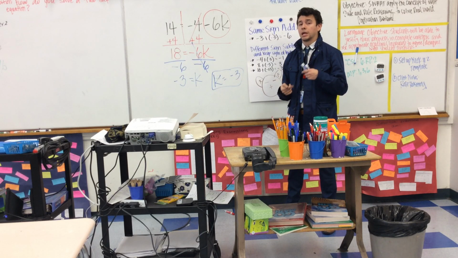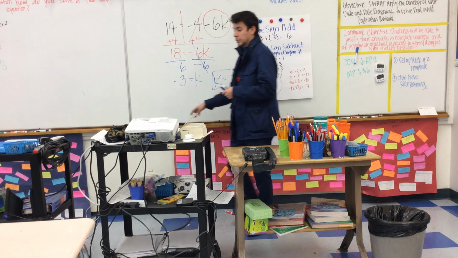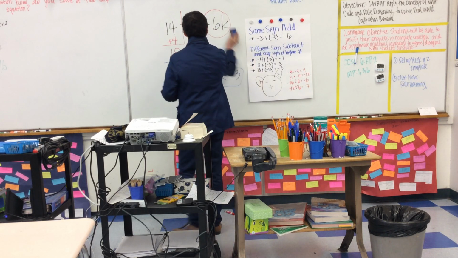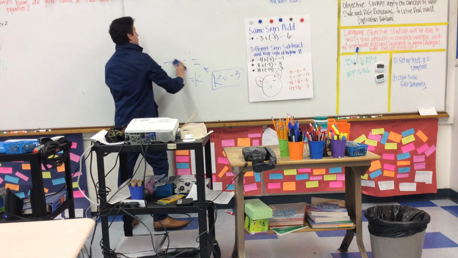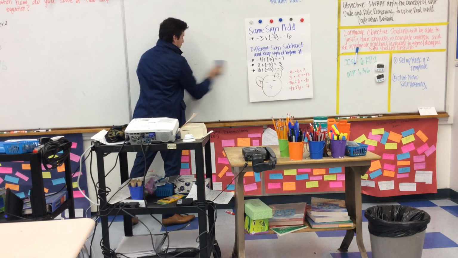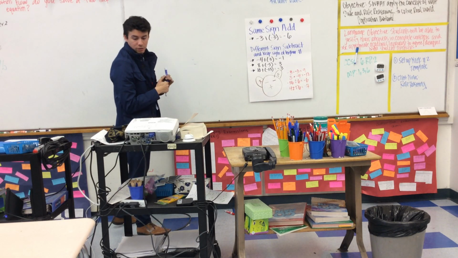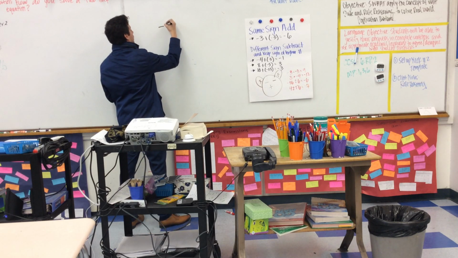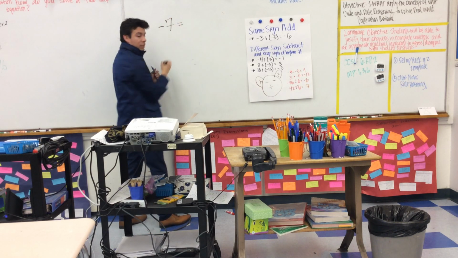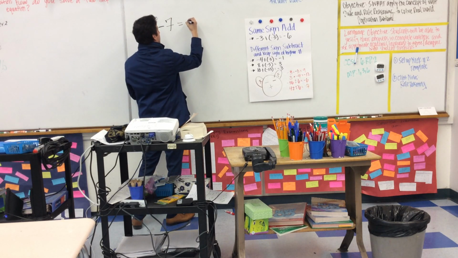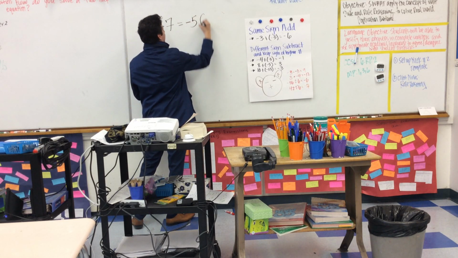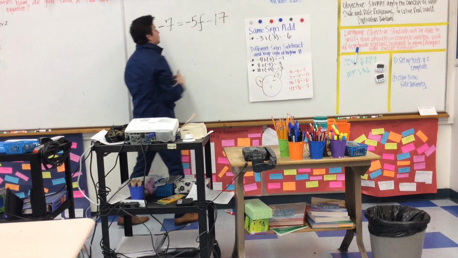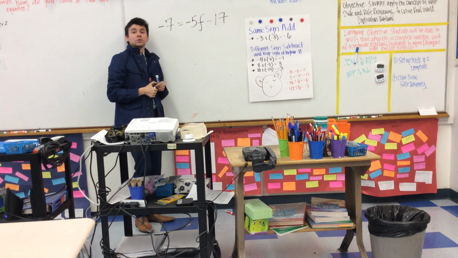Okay, let's try one more together. Let's see. Oh, this one's good. Hopefully you're getting it. Let's see this one. -7 equals -5f minus 17. Okay. Draw the barrier.